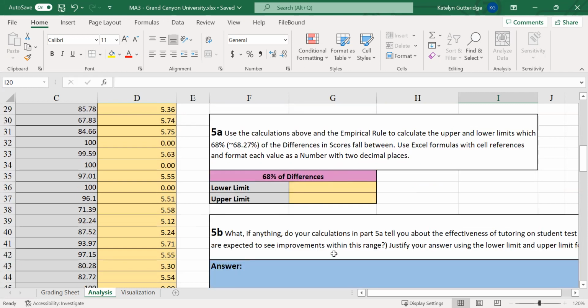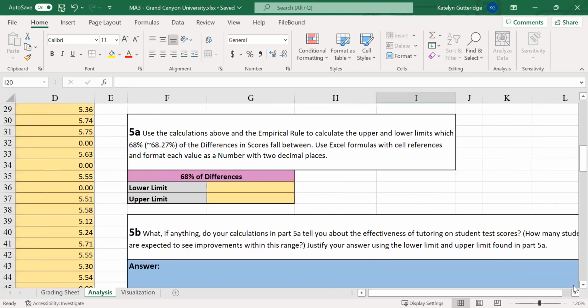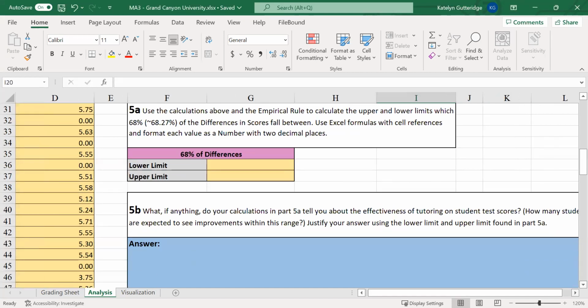And then for Part 5B, you're going to answer a question based off of the values you found in Part 5A. So Part 5B, make sure you answer it based on what you get in Part 5A. Make sure you follow any special instructions provided by your instructor. See here, justify your answer using the lower and upper limits found in Part 5A. Make sure you use complete grammar, complete sentences, and follow any minimum word counts if provided by your instructor.